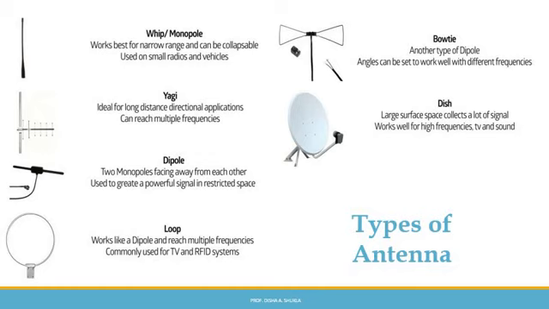The next is called the bowtie, which is another type of dipole. Here the angles can be set to work well with different frequencies. The last one is the dish. Here the large surface reflectors collect a lot of signal, and it works well for high frequency TV and sound. So this is all about what antenna gain is, how its efficiency can be measured, what the different radiation patterns are, what the different types of antenna are, and which type of antenna is used where.